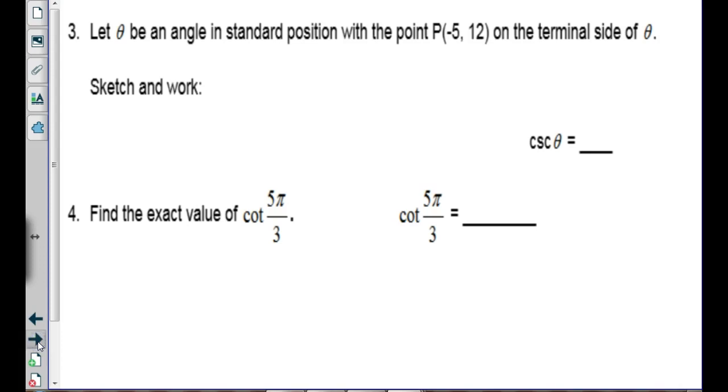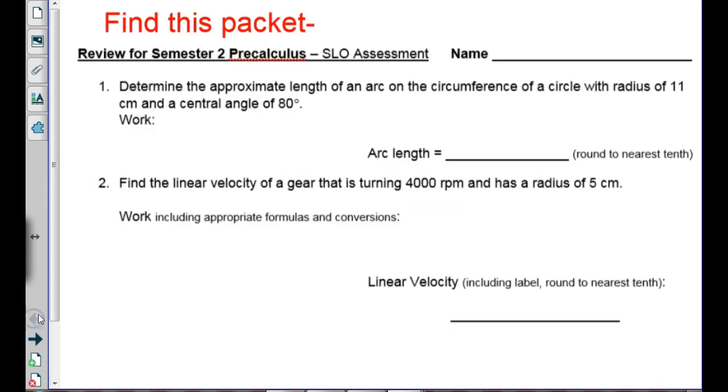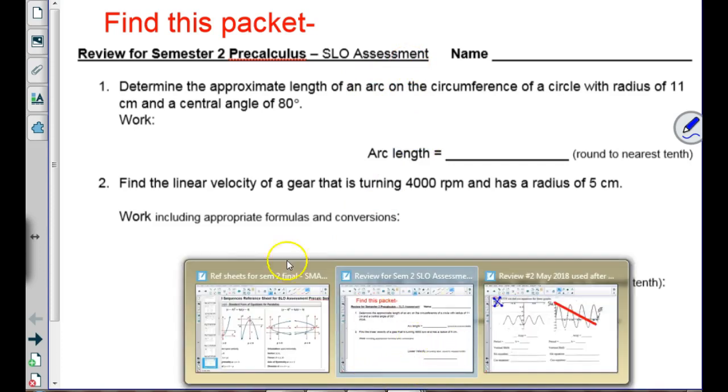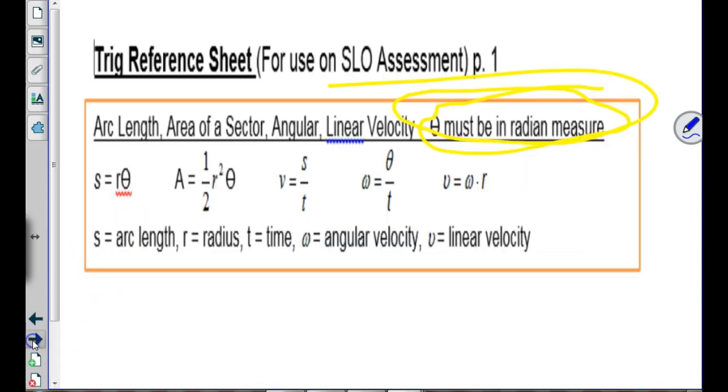All right. So question 1 says, determine the approximate length of an arc. Do you remember the formula for arc length, anybody? Good call. Sorry, I'm struggling here. It's this one. It says arc length equals radius times angle in radians.